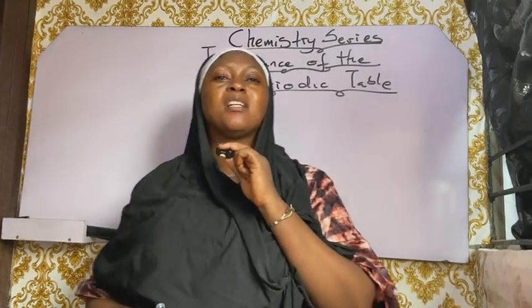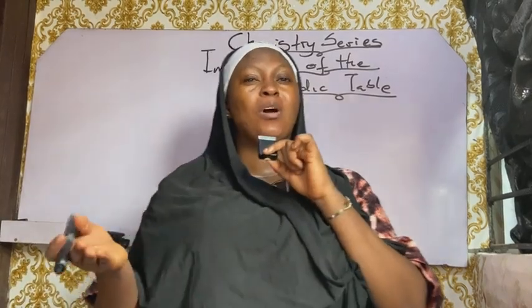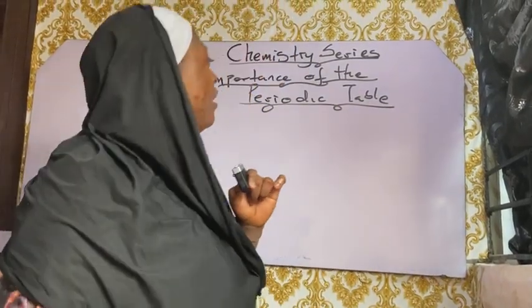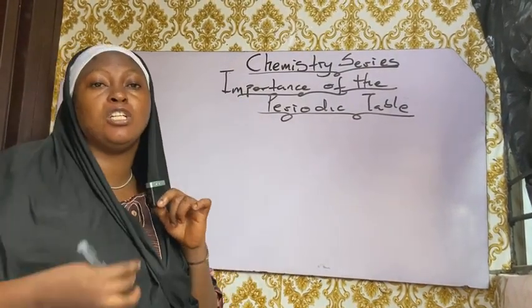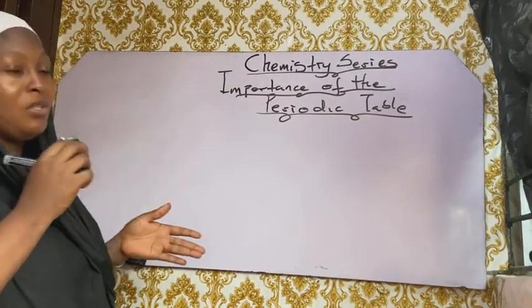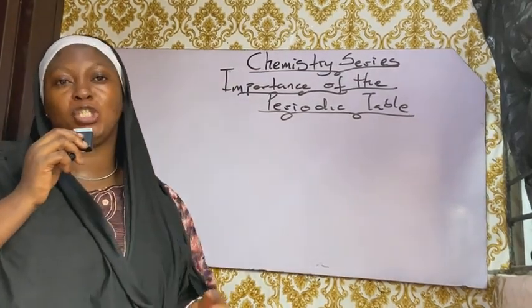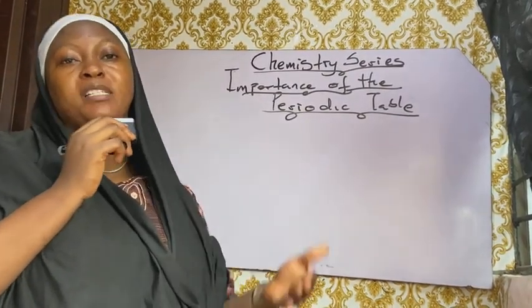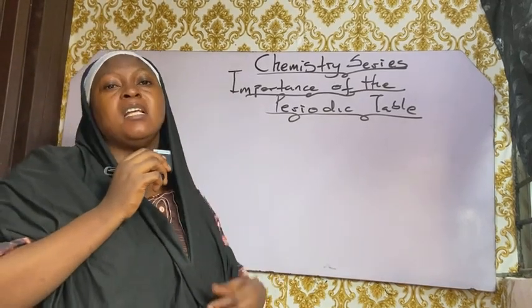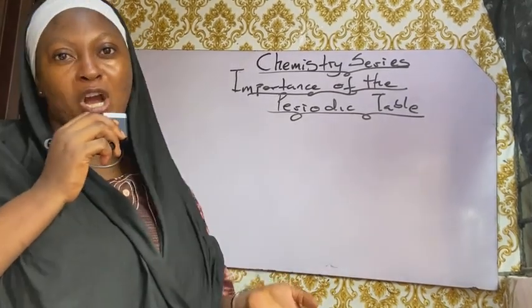In today's class, we are going to be briefly talking about the importance of the periodic table. What is the importance of the periodic table? The importance of the periodic table is that it helps scientists to know the chemical properties of elements. By knowing the position of elements on the periodic table, the scientists are able to predict its reactivity, the type of bonding, and the chemical uses.